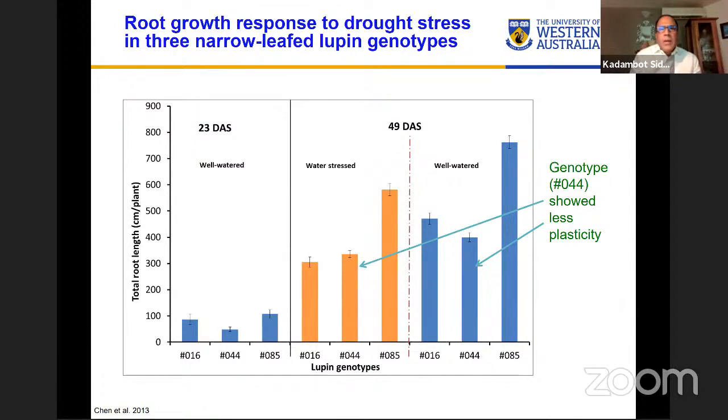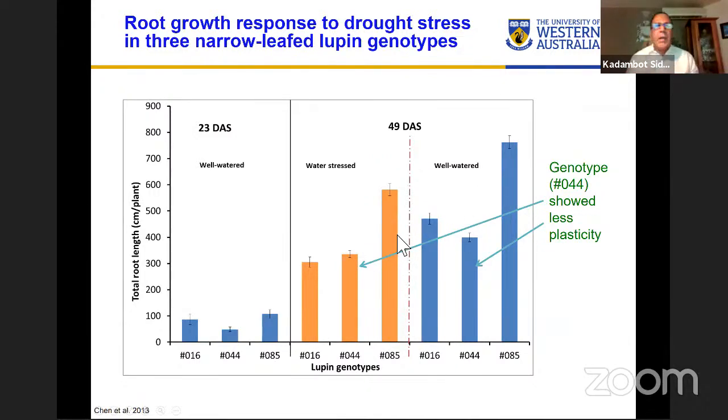Now I'm going to show this is done in the soil in large tubes. Total root length, centimeter per plant, 3 genotypes, 16, 44, and 85, well watered at 23 days after sowing. You can see that for 44 and 85, there is a significant difference. But as you move into 49 days after sowing, where we imposed water stress, you can see genotype 44 under well watered and water stress behaved similarly, with very little plasticity, whereas genotype 85 showed significant plasticity.